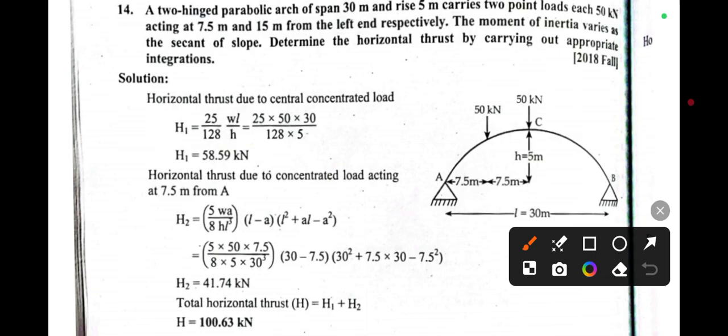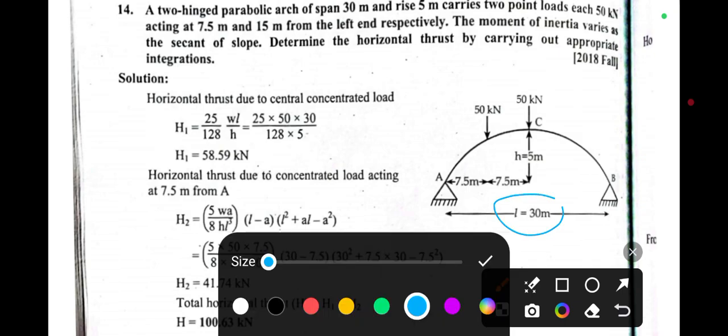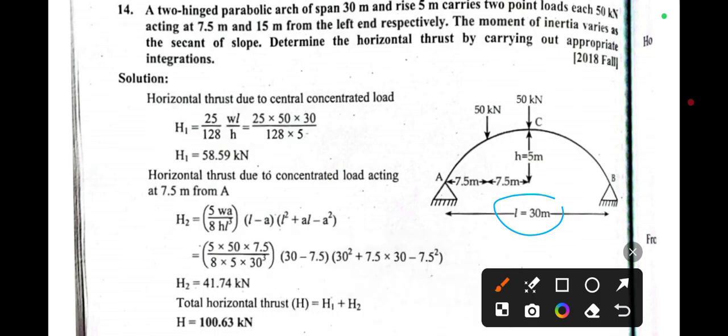of a span 30 meter. So in this figure you can see the span of 30 meter is given over here. Okay, and a rise of 5 meter, the rise height is given as 5 meter total. It carries two point loads, each of 50 kN, acting at 7.5 meter and 15 meter from the left end.